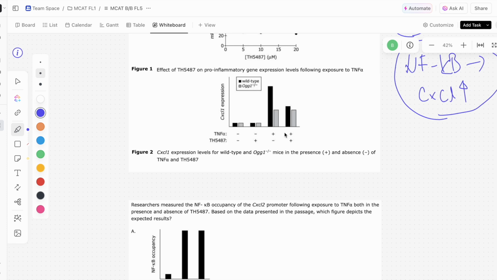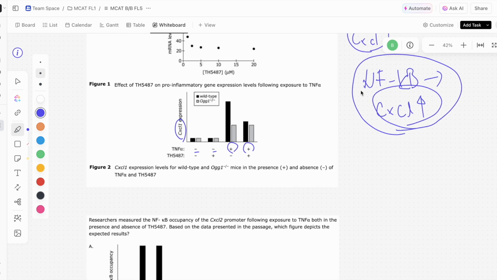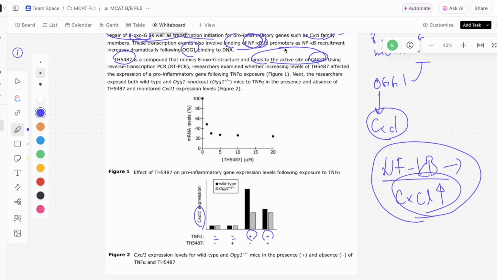First, let's look at what TNF alpha does. Remember, when we compare the negatives to the positives, when we add TNF alpha, what happens? We see an increase in CXCL1 expression, okay? If we have an increase in CXCL1 expression, what this means is we have that NF-kappa B binding to the promoters, right?